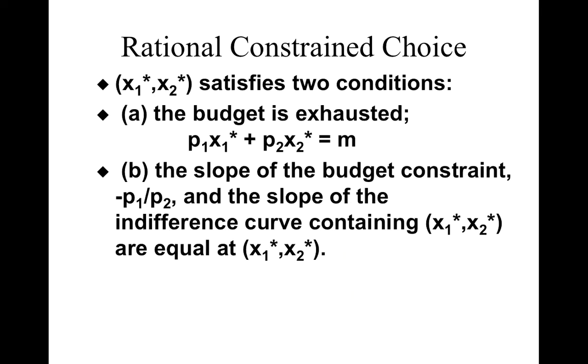So how would we define rational consumer choice? It satisfies two conditions. It lies on the budget constraint, which means it exhausts your income. You end up spending all your income if you buy the optimal bundle. The second point is that the slope of the budget constraint, which is negative p1 by p2, and the slope of the indifference curve containing the bundle are equal at the point which represents the optimal bundle.